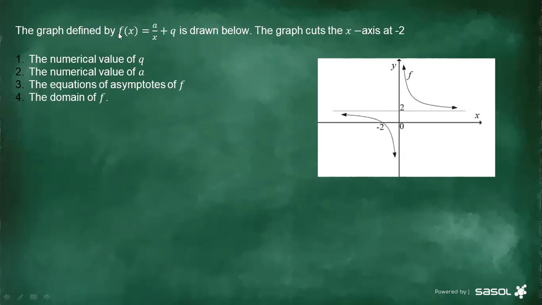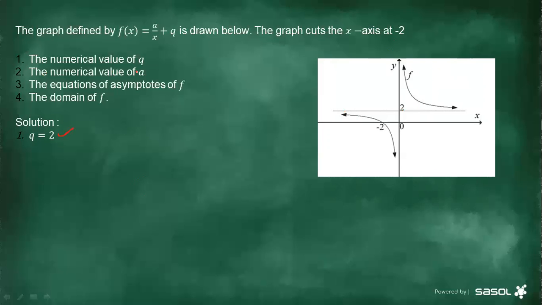The graph defined by f of x equals a over x plus q is drawn below. The graph cuts the x-axis at -2. Determine the numerical value of q. I did explain that q is the horizontal asymptote, and again, it's the vertical shifting. For q, you don't have to calculate. You can see that the horizontal asymptote is where y equals 2. That is the first one.